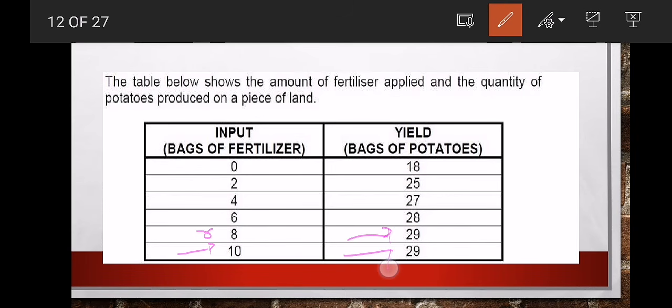What happens to the production? It remains 29. What does it mean? It means now the land has reached its production potential. If maybe he can add 12, you may find that the production will now start to decline and go to 27. So we can say here, this is the law of diminishing return, whereby an increase in the input is not proportional to the increase of the output.